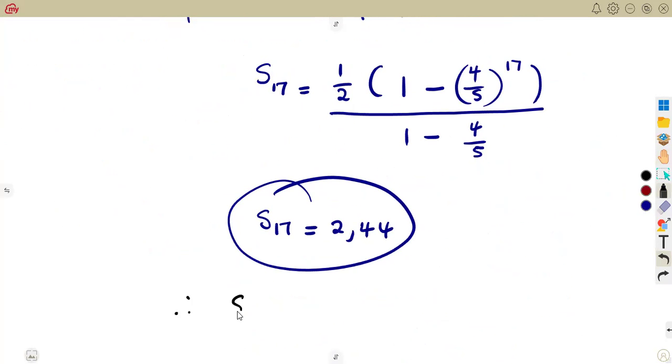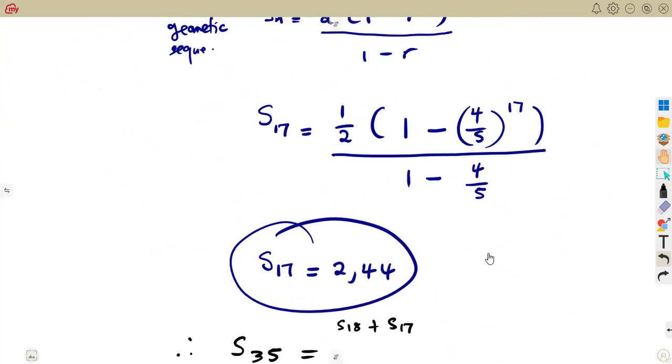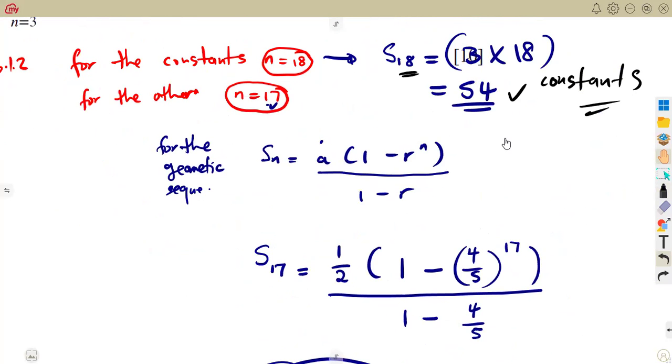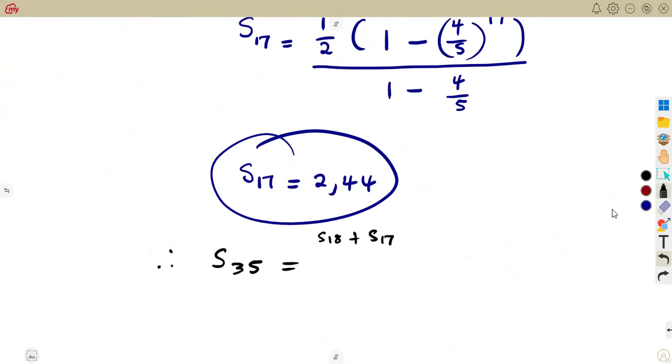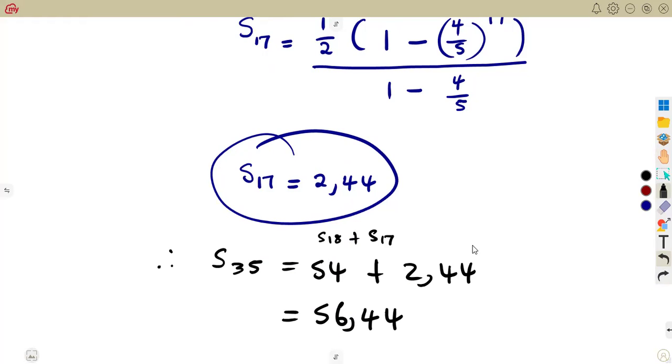So therefore, the sum of the first 35 terms is simply S18 plus S17. These ones, we saw that they add up to 54. These ones, they add up to 2.44. So let us add these two. We obtain 56.44. So this is the sum of the first 35 terms.